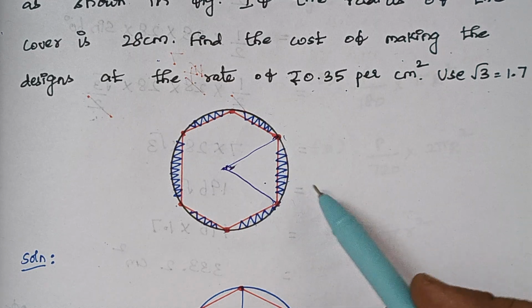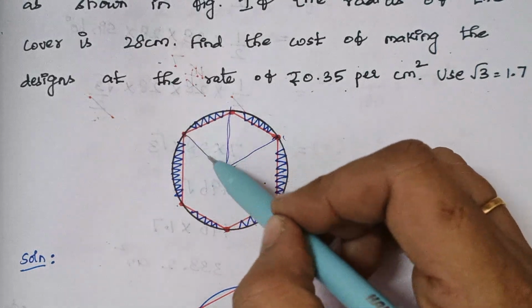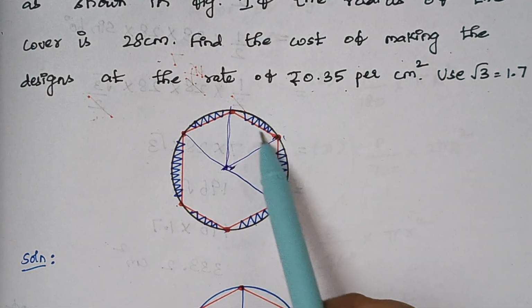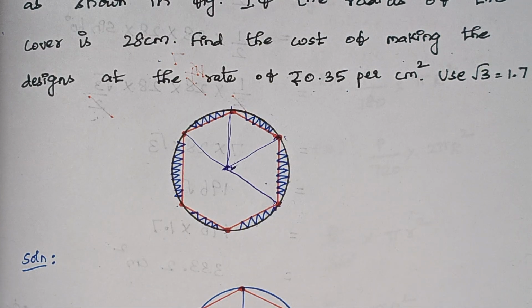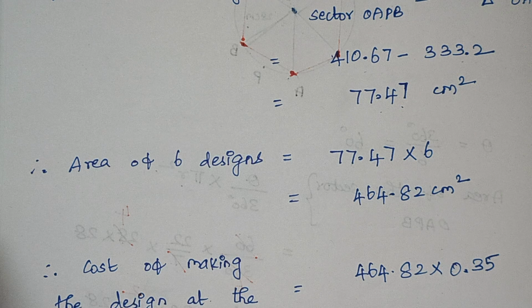Why is it so? Because you see the lines, each and every line, the length is 28 centimeter because they are the radius of the circle. So the design area here will be the same, right? Now we have calculated the design area of a single design, right? So now we have to multiply the value by 6 to find the total design area.